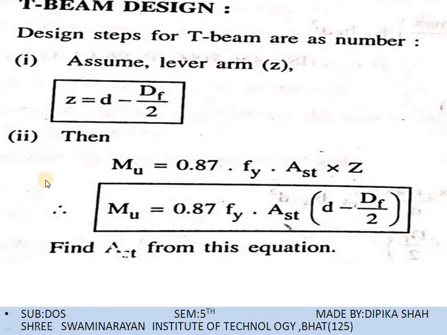Then we have to calculate the area of the steel in this beam. For finding out the area of the steel, we have one equation for Mu. Mu is given in the design example, right? So from this equation of Mu we will get the area of the steel. The equation for Mu is 0.87 Fy into Ast into Z. So we will put all the values of Mu, Fy and Z in this equation, and we will get the area of the steel from this equation.